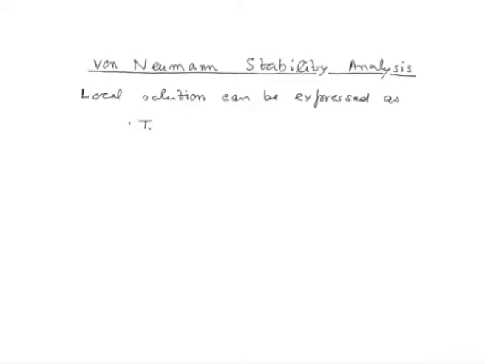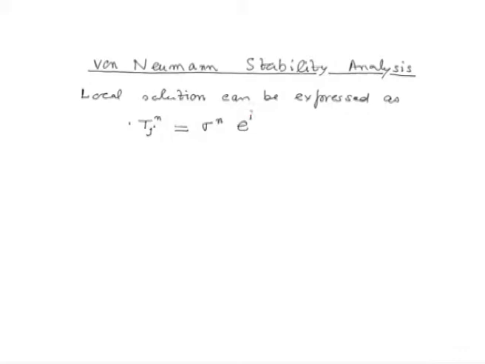let us call it T_j at n, equal to sigma to the power n, where sigma is a scalar quantity, times e to the power i alpha j. Now, this i, which we have put not in italics, is our imaginary number, the square root of minus 1, this is what we call our imaginary number. Alpha is what is known as the wave number.